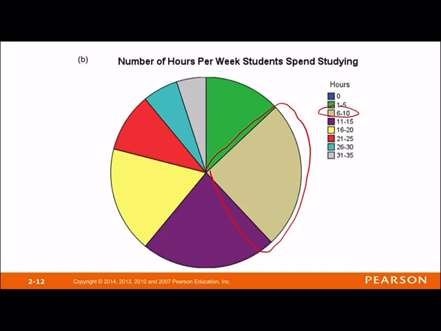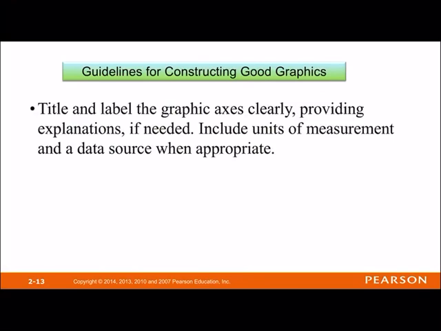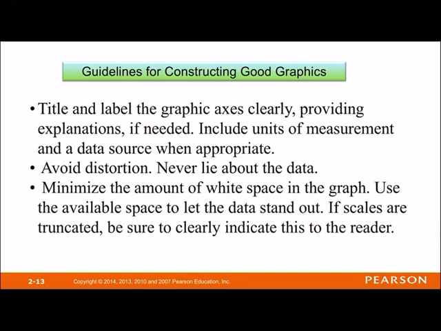Okay, so guidelines for constructing good graphics. You want to title and label the graphic axes clearly, providing explanations if needed. Include units of measurement and the data source when appropriate. You want to avoid distortion, and you never want to lie about the data. Again, you can make the data say what you want, but you don't want to lie about it. And we want to minimize the amount of white space that you use in the graph. Use the available space to let the data stand out. And if scales are truncated, be sure to clearly indicate this to the reader.